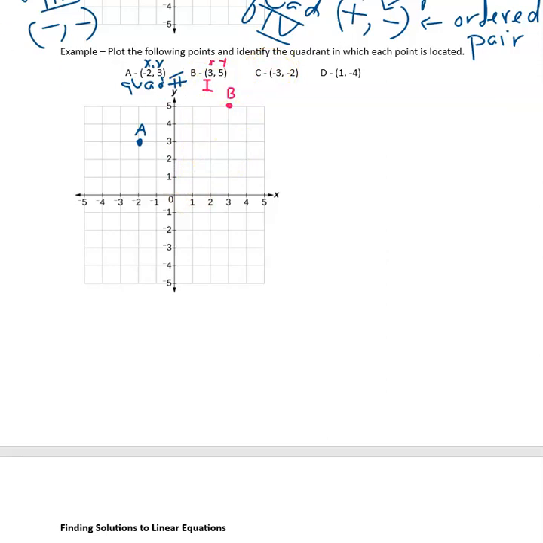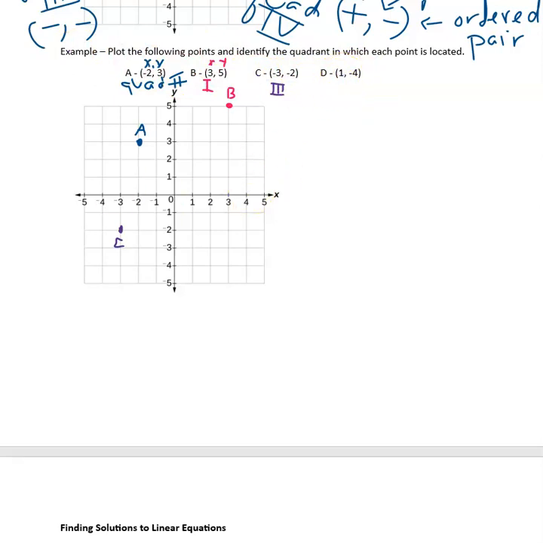Let's look at C. C has an x value of -3 and a y value of -2. So I'm going to start at my origin. I'm going to go -3 on x, -2 on y, and here is my point C, and that's going to be in quadrant 3, which we could have identified even before we plotted it simply by recognizing that quadrant 3 has a negative, and this point has a negative, so a negative x and a negative y.